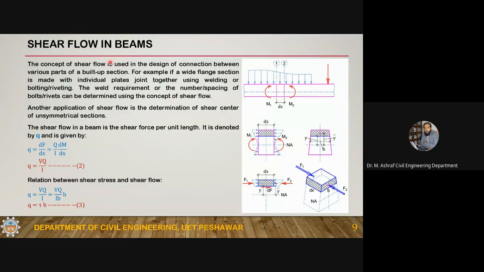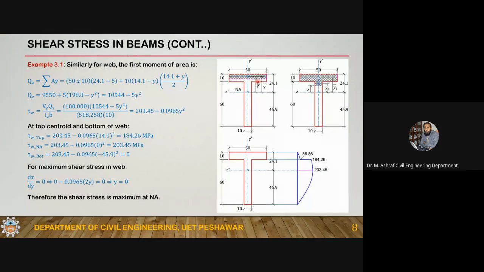Now coming to the concept of shear flow. The concept of shear flow is used in the design of connection between various parts of a built-up section. Like we studied this, if this is a built-up section, let's suppose this beam is made of wood, and this is made like two planks of wood nailed together to get this T section. So this is one element and this is another element, and you will have to connect them using some screw. What should be the size of the screw and what should be the spacing between the screws? This is what is required.